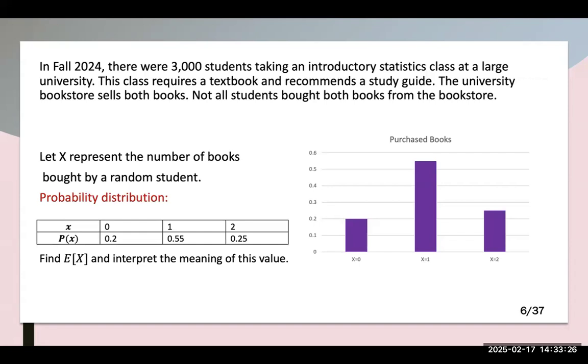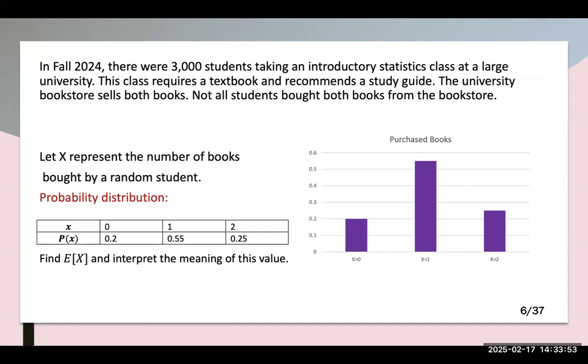So we said that X could be 0, 1, or 2. And we said 20% of the students didn't buy either book, 55% bought only the textbook, and a quarter of the students bought both the textbook and the study guide. Again, this is a valid probability distribution because if we add 0.2 to 0.55 to 0.25, we will get 100%, or 1, which is the same thing as 100%.